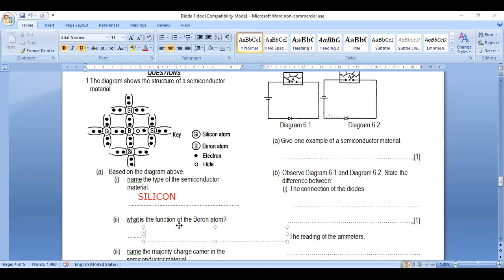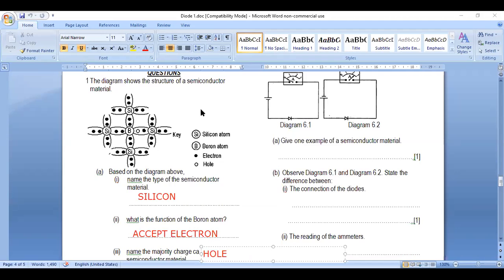Next, what is the function of the boron atom? Boron is a trivalent atom, so the function is to accept electrons. Pentavalent is to donate; this one is to accept. Next, name the majority charge carrier. It's the hole. Either you write hole or positive hole also can.